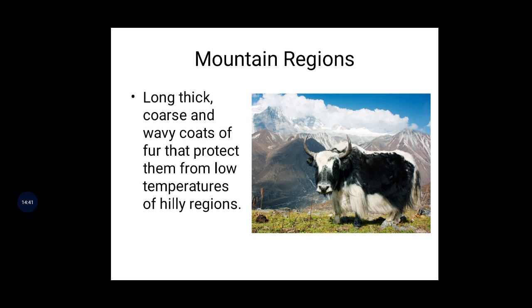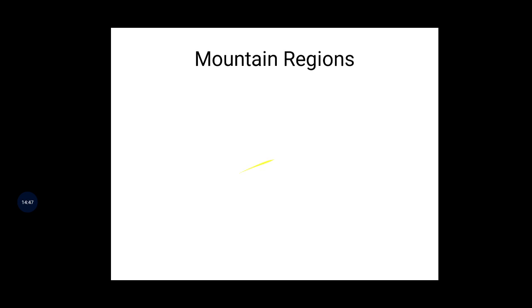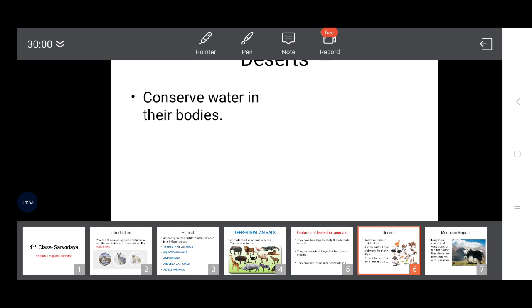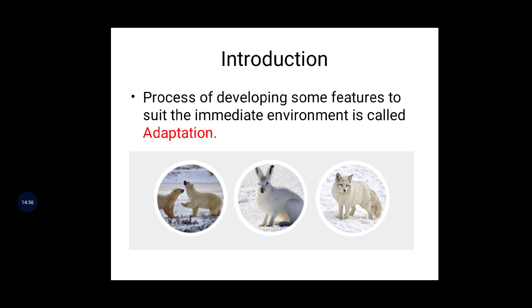Okay, now children, have all of you understood? So these are the things present in our day-to-day life. Now, in our introduction topic, the process of developing some features to suit the immediate environment is called adaptation. So children, you better write this information in your notes, it will be useful later in question answers also. Adaptation means the process of developing some features to suit the immediate environment.